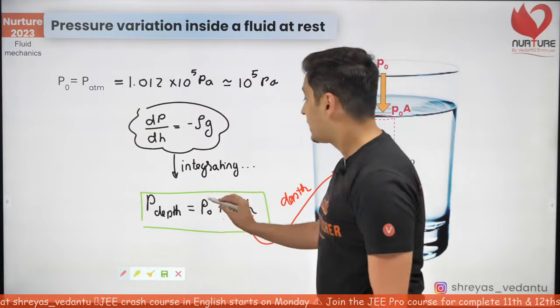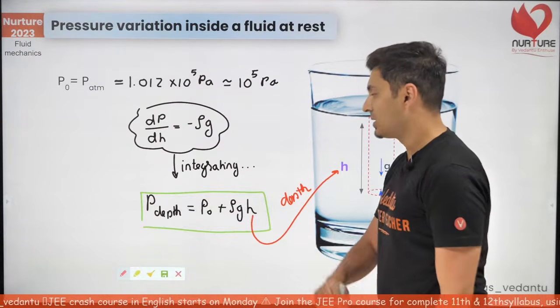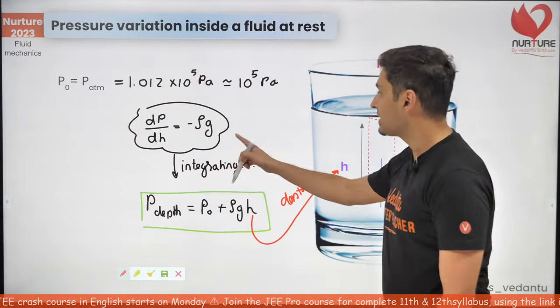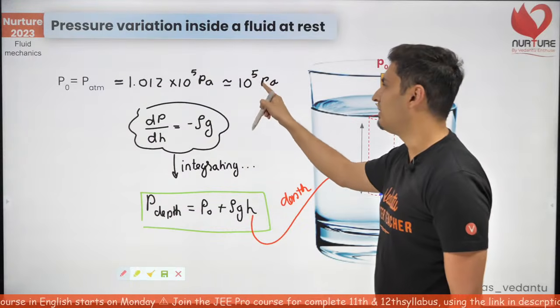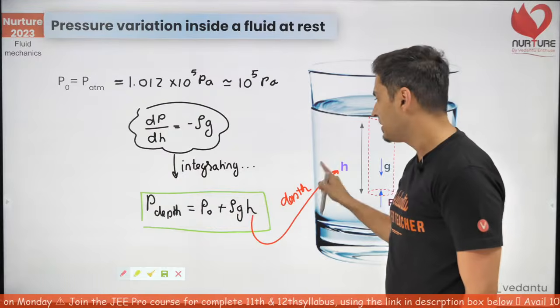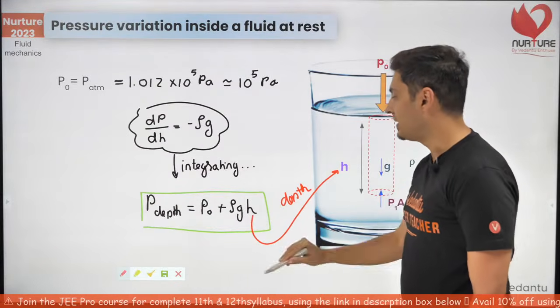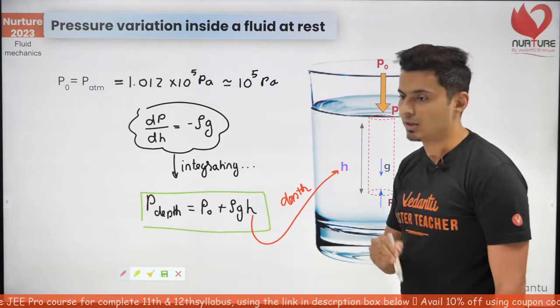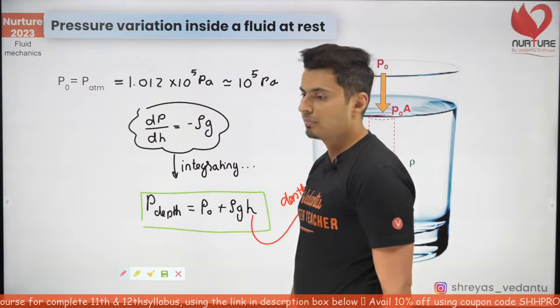Cool. So remember this formula: P0 plus rho gh. What is P0? P0 is the atmospheric pressure. A rough value, remember it: 10 to the power 5 Pascals. Rho is the density of that liquid. G is gravity. H is the height or depth inside this liquid.